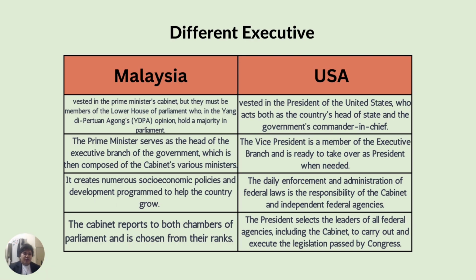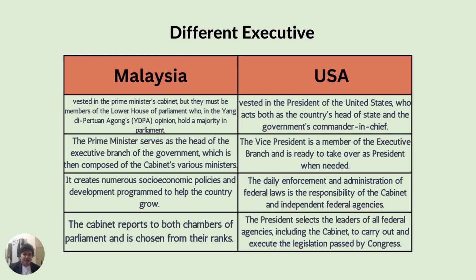And now, I want to talk about the different executive in Malaysia. First, the Prime Minister and Cabinet must be members of the lower house of parliament who, in the Yang di-Pertuan Agong's opinion, hold a majority in parliament. The Prime Minister serves as the head of the executive branch of the government, which is composed of the cabinet, various ministers. It creates numerous socio-economic policy and development programs to help the country grow. And the cabinet reports to both chambers of parliament and is chosen from their ranks.